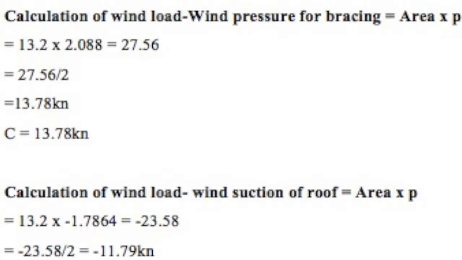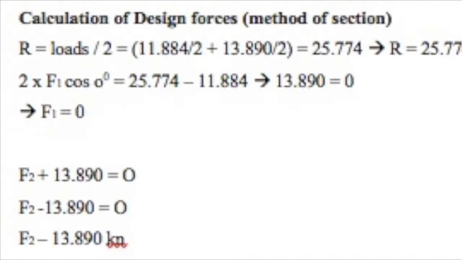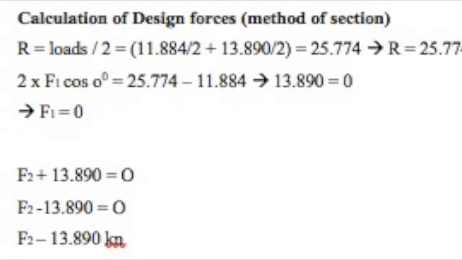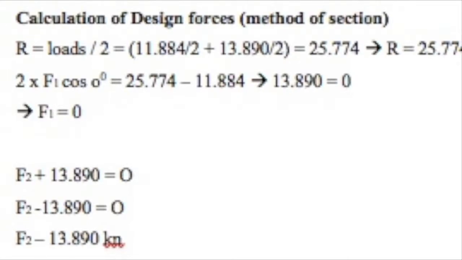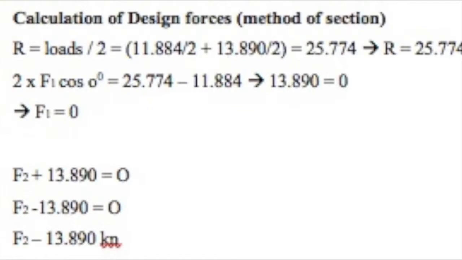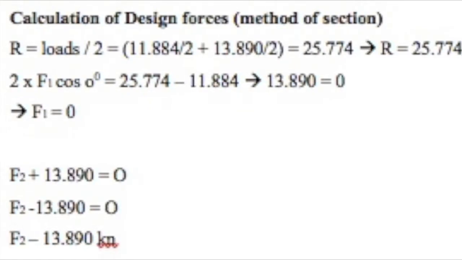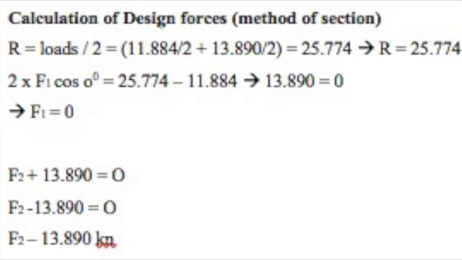In this case, we'll use the calculation 2 times F1 cos theta equals 25.57, take 11.79, take 13.78, which equals 0. Therefore, the force in F1 equals 0 kilonewtons. As F1 had now been calculated, F2 could be done the same way. The equation we used was F2 plus 13.78 equals 0. Therefore, F2 equals negative 13.78 kilonewtons.